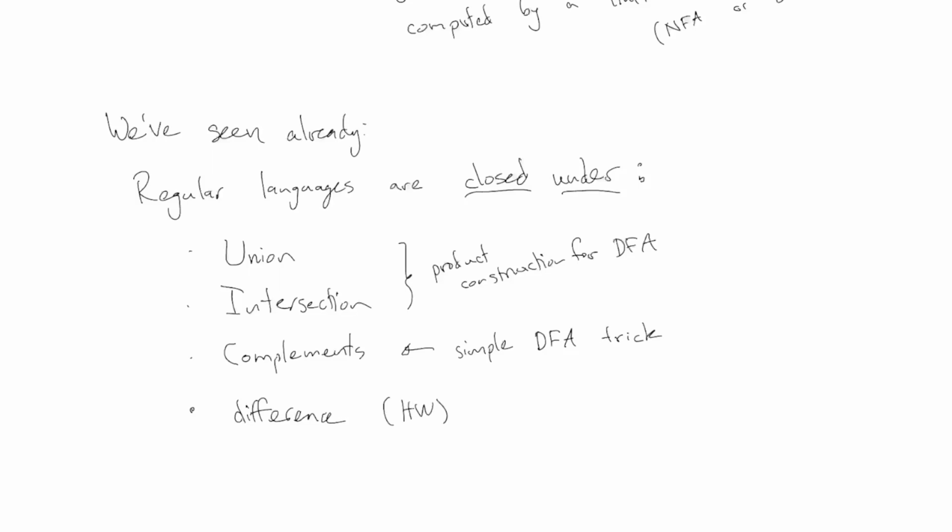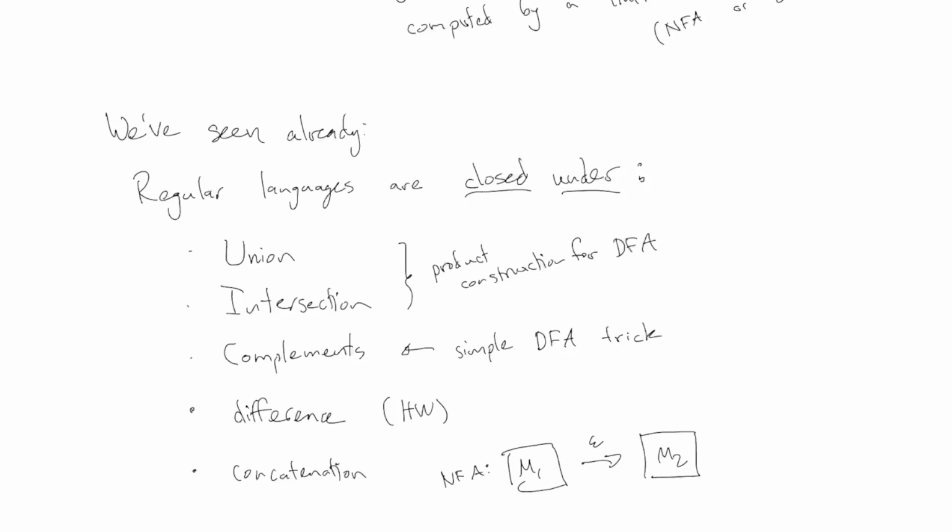This you did a homework problem about. I don't know if you recall, but the set difference, like L1 minus L2, is the same as L1 intersect L2 complement, and so you can do the complement trick and then the intersection trick. That was on a homework problem. And then one last thing is concatenation. Actually, concatenation is hard to do with DFAs, but it's easy to do with NFAs, and that was this trick, combining two machines like that, which we talked about last time.